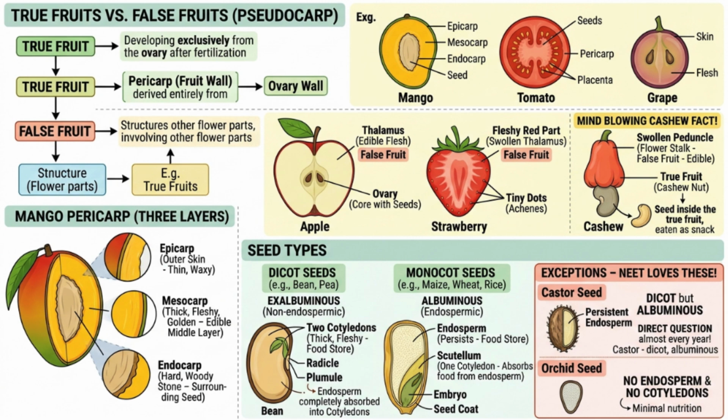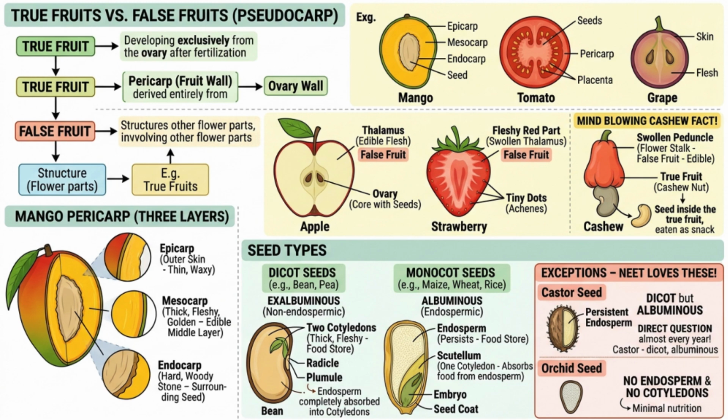Mango pericarp, 3 layers. Epicarp, the outer skin, thin, waxy. Mesocarp, the thick, fleshy, golden, delicious middle layer. This is what you eat. Endocarp, the hard, woody stone surrounding the seed. This is why you can't bite through a mango seed easily.